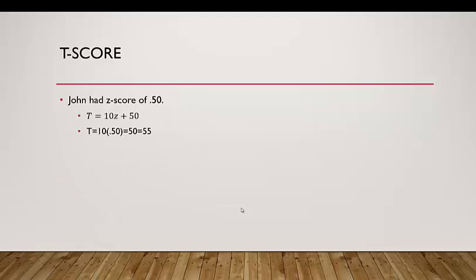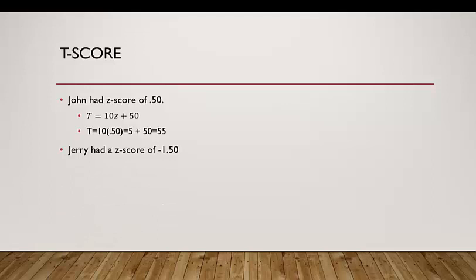John had a z-score of 0.5. So our t-score formula is t equals 10z plus 50. So t equals 10 times our z-score of 0.5, which equals 5. We're going to add 50, 5 plus 50, and we get a t-score for John of 55.